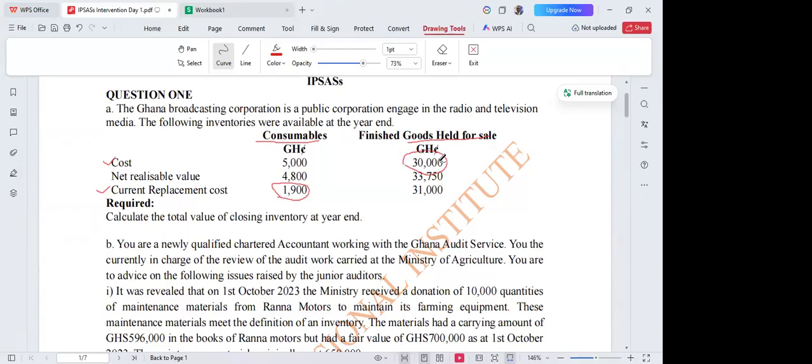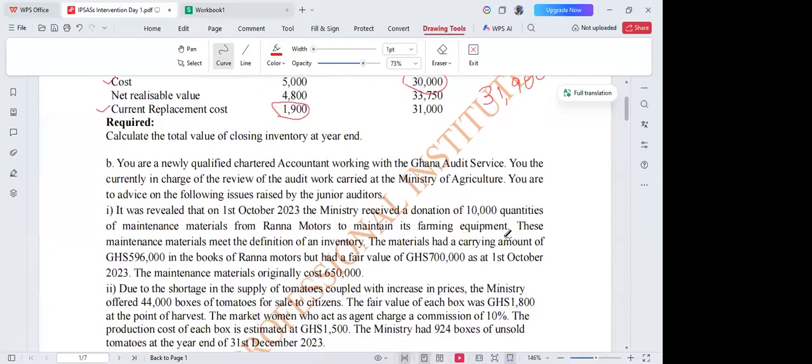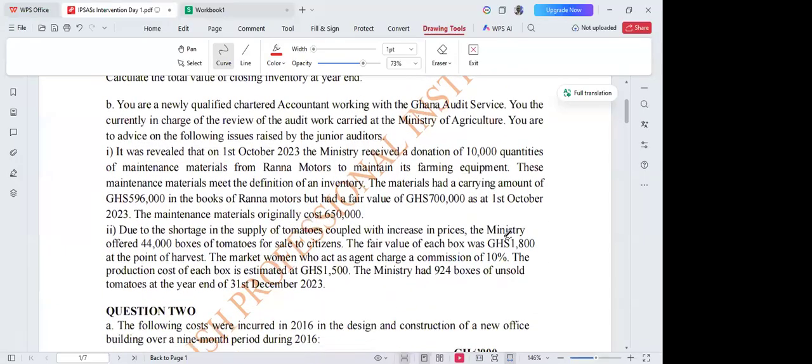So when we are done, we sum the two together. That will give us 31,900. And this will be the answer for A. This is our answer for A. Okay, go ahead with B for us.